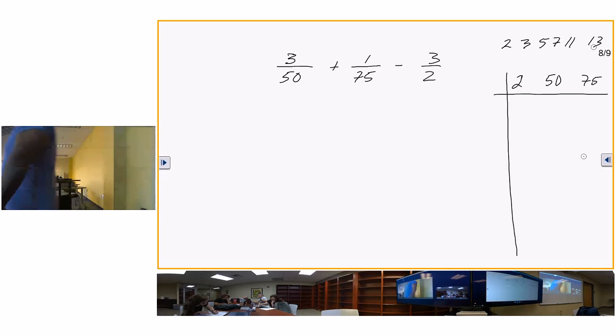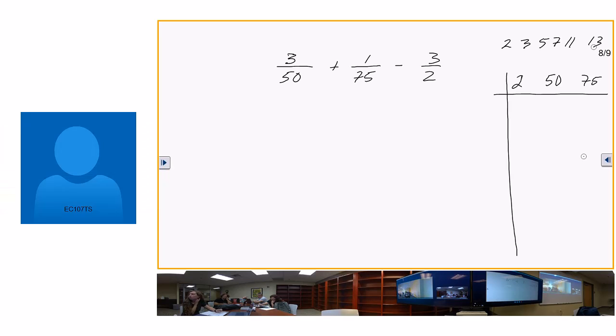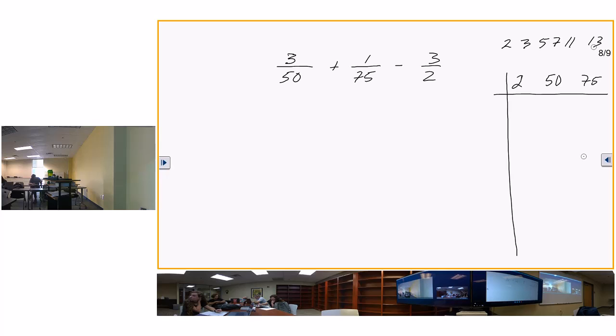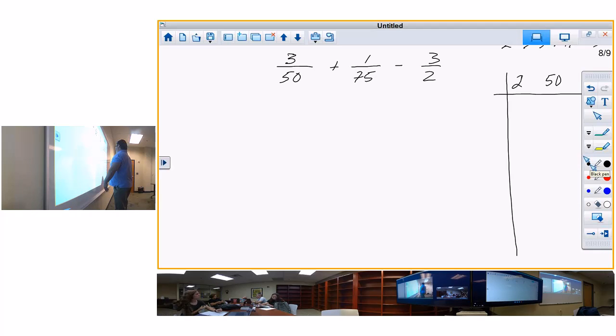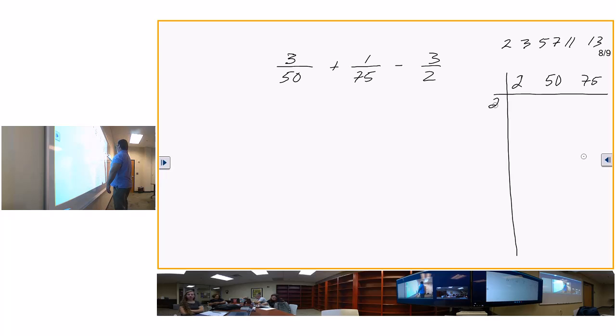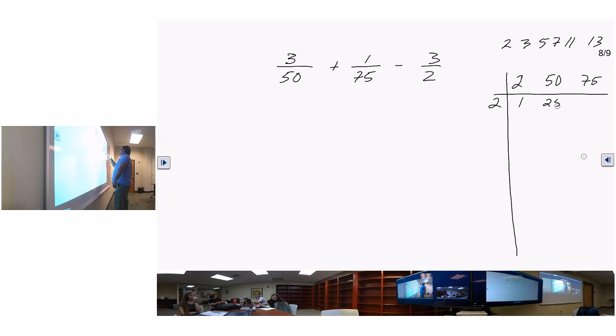Ready? So what number am I going to use first? 2. I'm going to use 2, exactly, because that 2 and that 50. That's going to give me a 1, a 25, and that 75 just comes down.